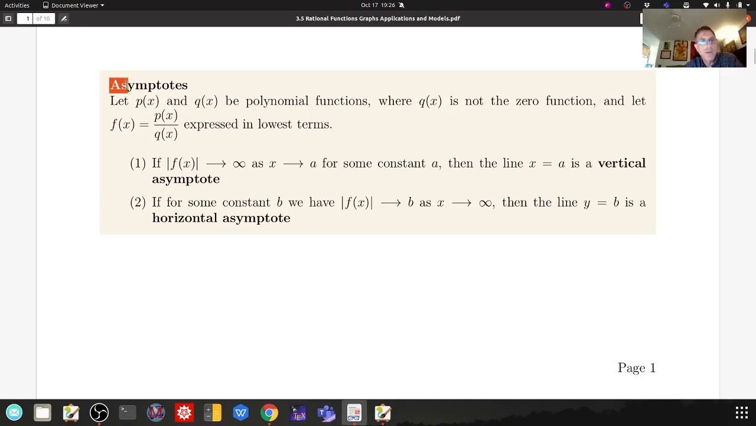So I'm going to give you another term here, asymptote. So let p of x and q of x be polynomial functions. We're just going to consider a rational function, and we're going to consider that p of x and q of x have been reduced to the lowest of terms. That means any common factors in the numerator or in the denominator have been canceled out. And of course, we always have to consider q of x is not the zero function. So the only addition we've entered here is that p of x and q of x have been expressed in their lowest terms.